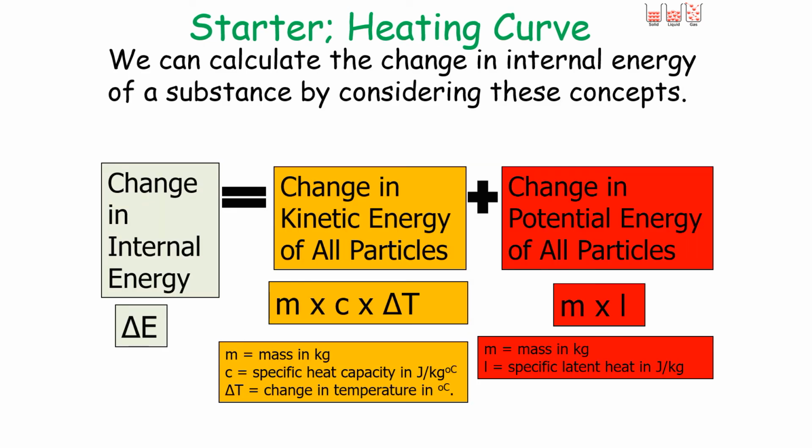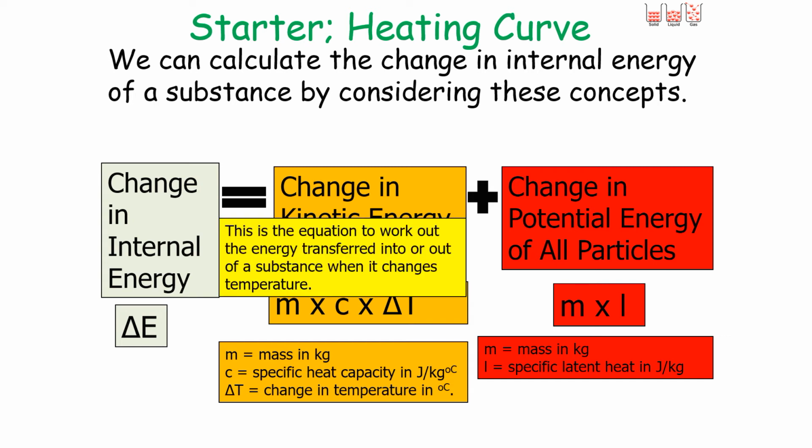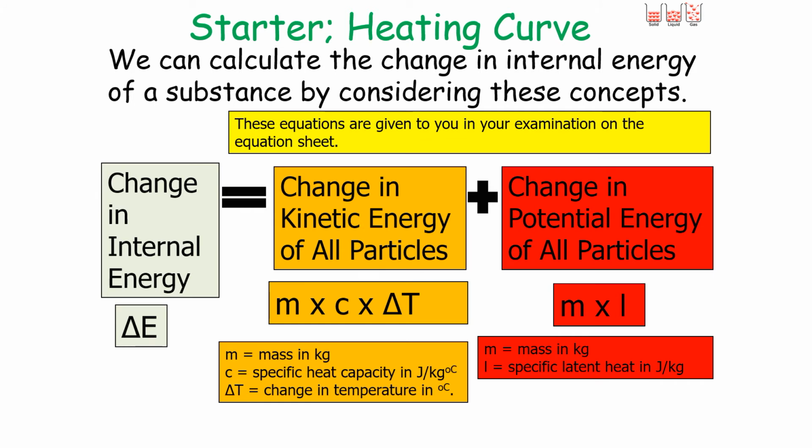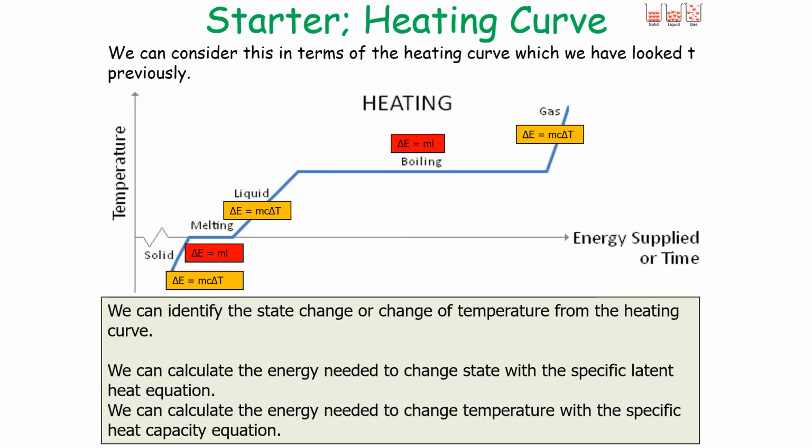So we can work out the change in kinetic energy by doing the equation E equals m times c times delta T, where m is the mass in kilograms, c is specific heat capacity in joules per kilogram degree Celsius, and delta T is the change in temperature in degrees Celsius. Whilst the change in the potential energy store is equal to mass times latent heat in joules per kilogram, E equals m times L. So the equation on the left refers to the energy transferred into or out of a substance when it changes temperature. The equation on the right works out the energy transferred into or out of a substance when it changes state. Now these equations are given to you in your examination, but for higher tier examinations it'll be likely you'll be asked to rearrange these equations.